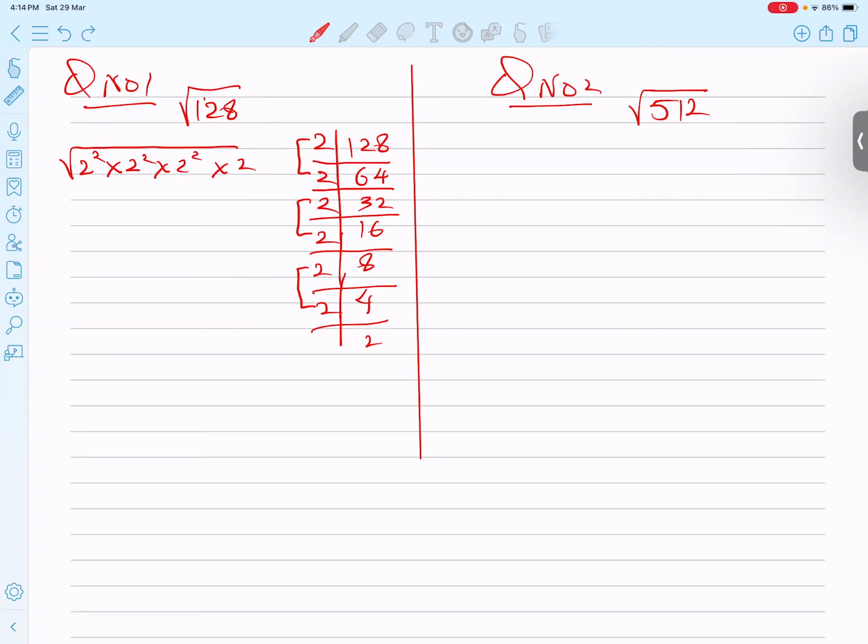Okay, this is the longer way. Now I can split them, or you can write directly also. The examiner will not mind. Okay, this cancels, cancels, cancels. I got 2, 2, 2, which is 8. 2 4s are 8. 8 root 2.